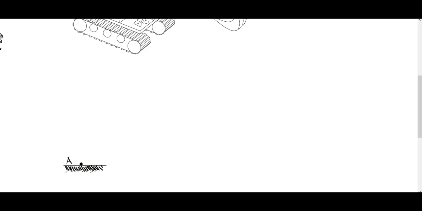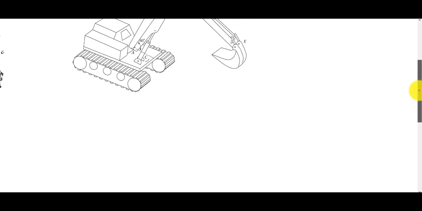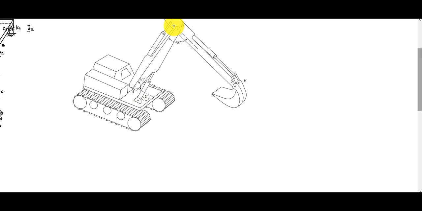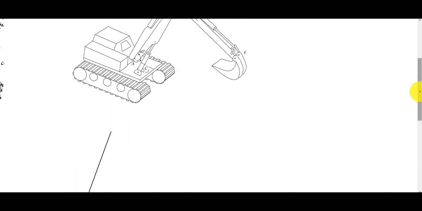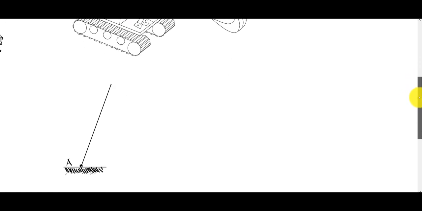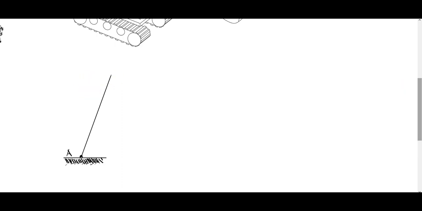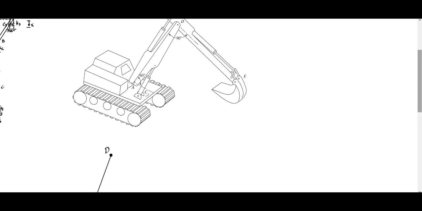Then I draw the line from point A to D. So we have A going to D, a line that is inclined 60 degrees. This is our point D, and it is angled 60 degrees. Noticing this, the angle between this part AD and DE is 90 degrees.